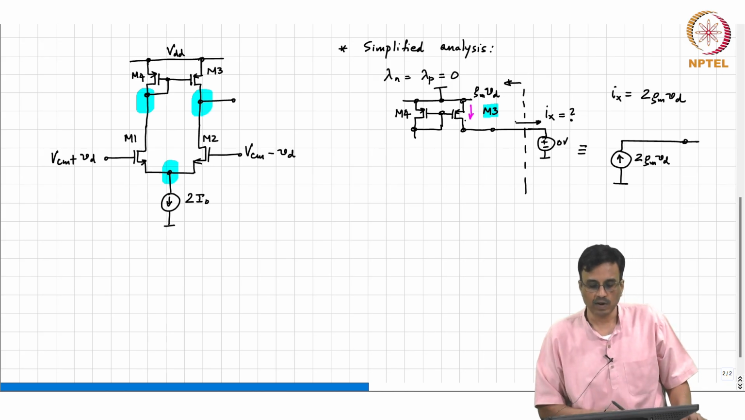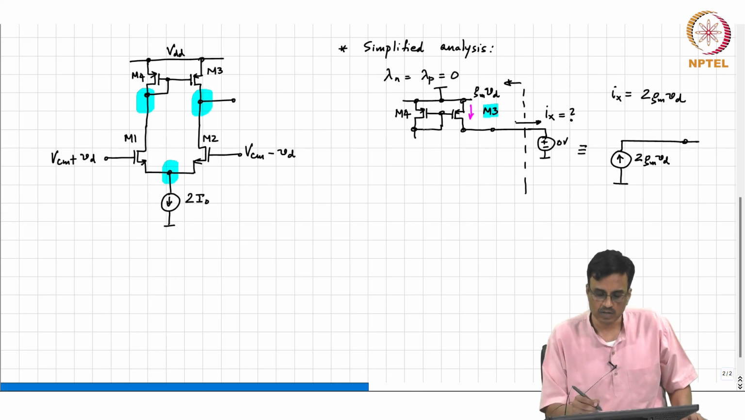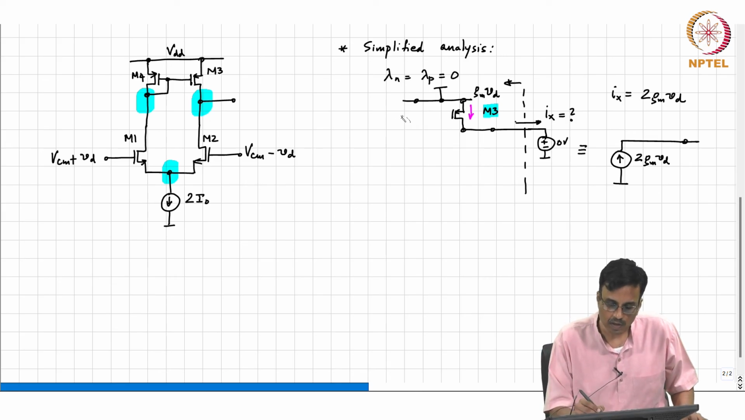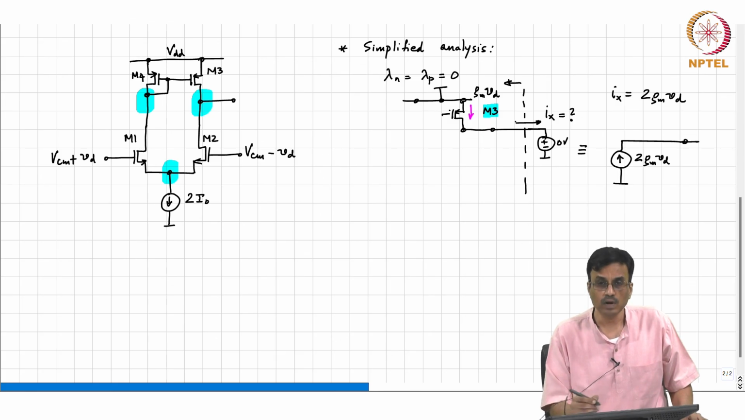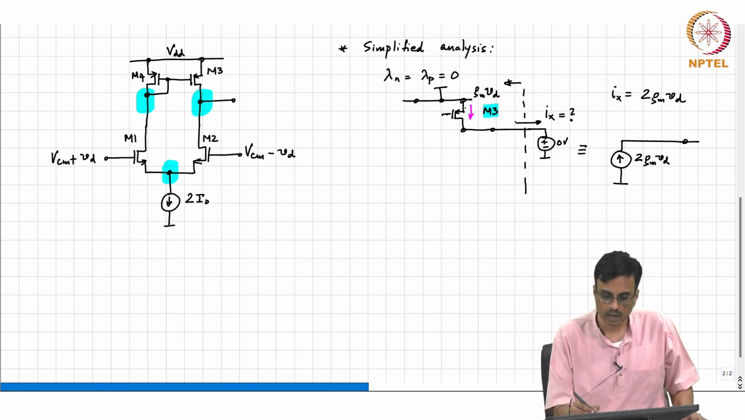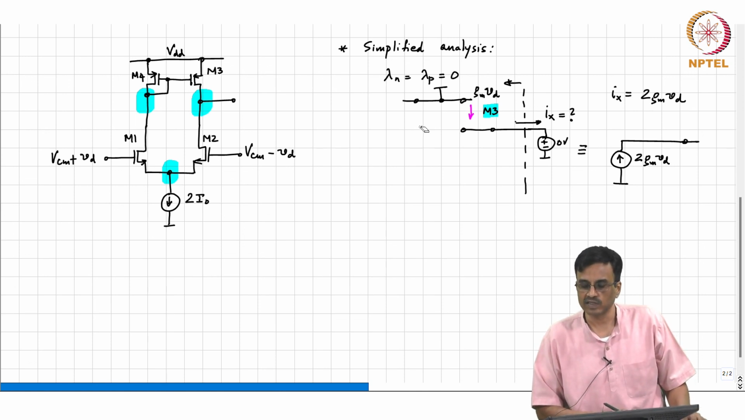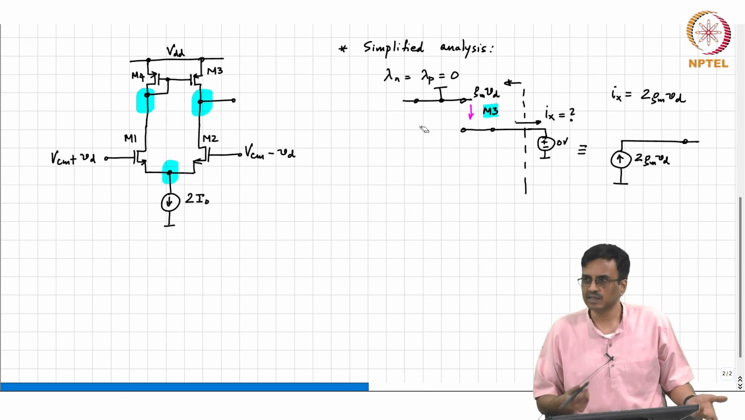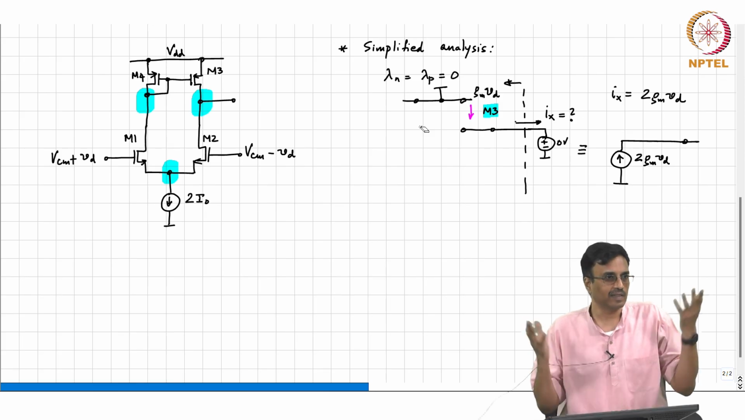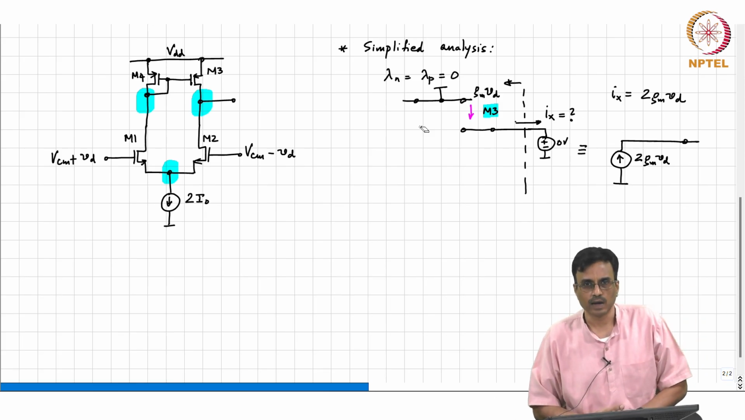Okay. So, what is the current through M4? 0. So, what is the current through M3 therefore? That potential is 0. So, current through M3 is 0. So, that also goes away. So, what is the Norton resistance? Infinite. So, what is the gain? Infinite. Okay. Is this a surprise or was this something that you were expecting anyway?